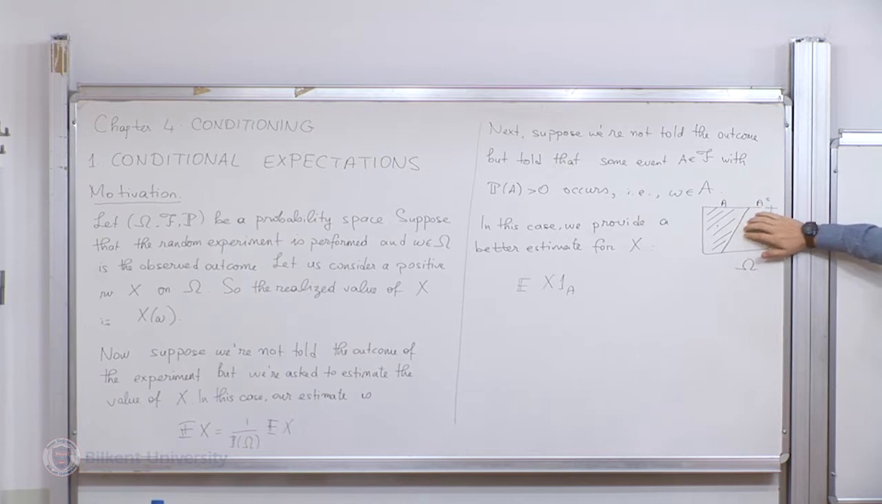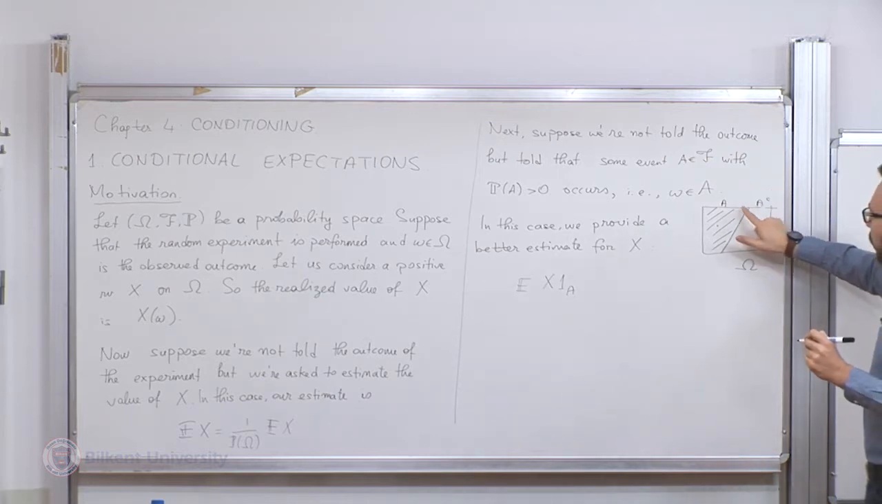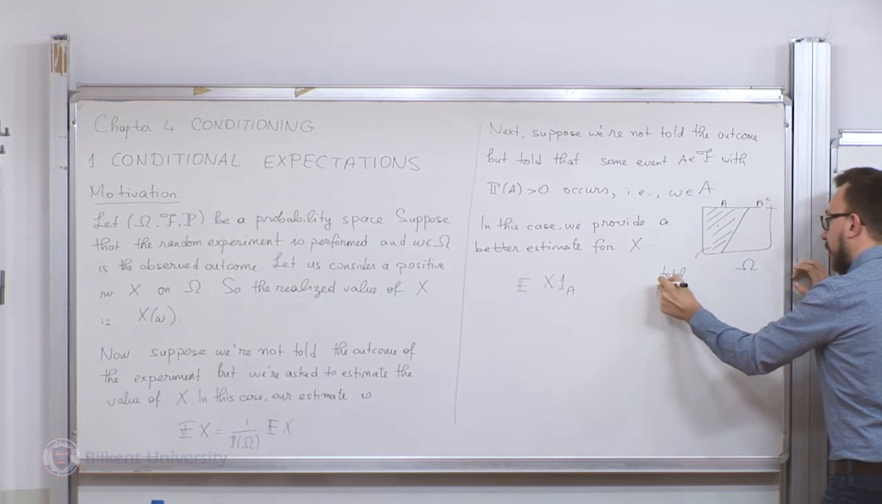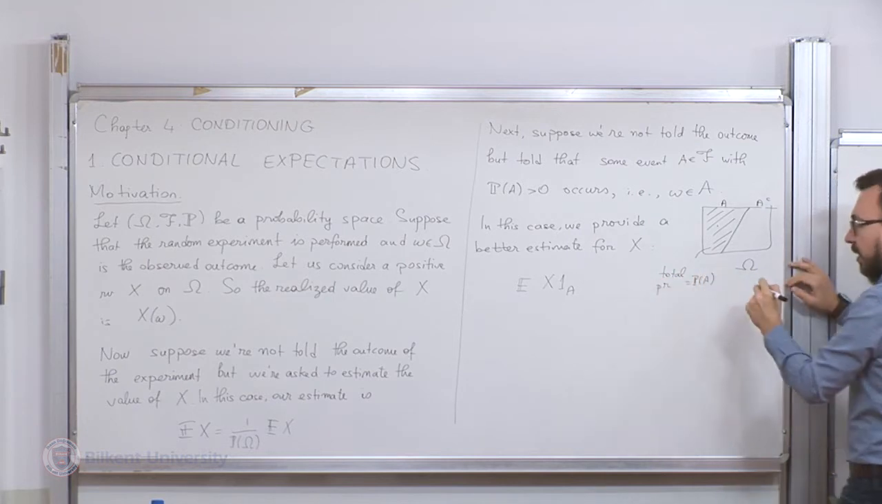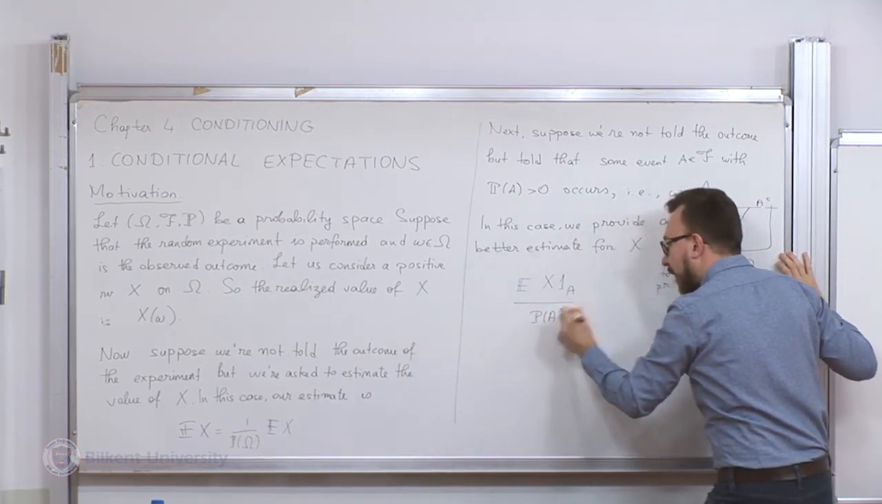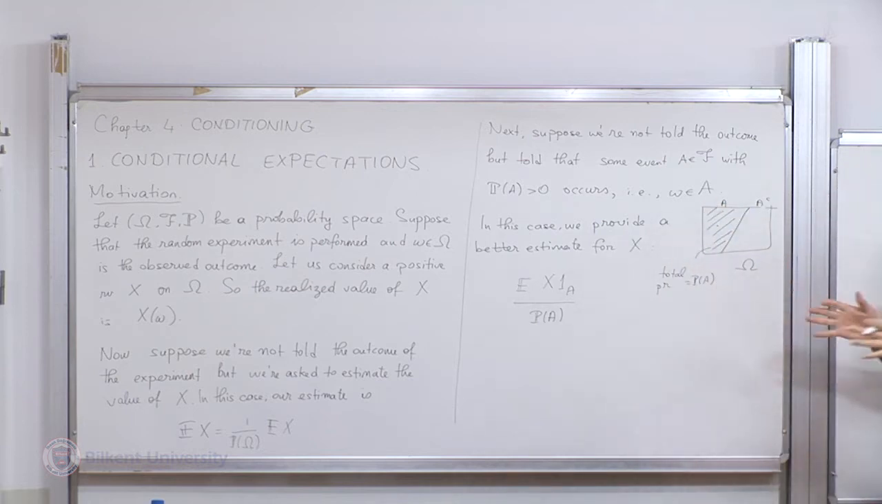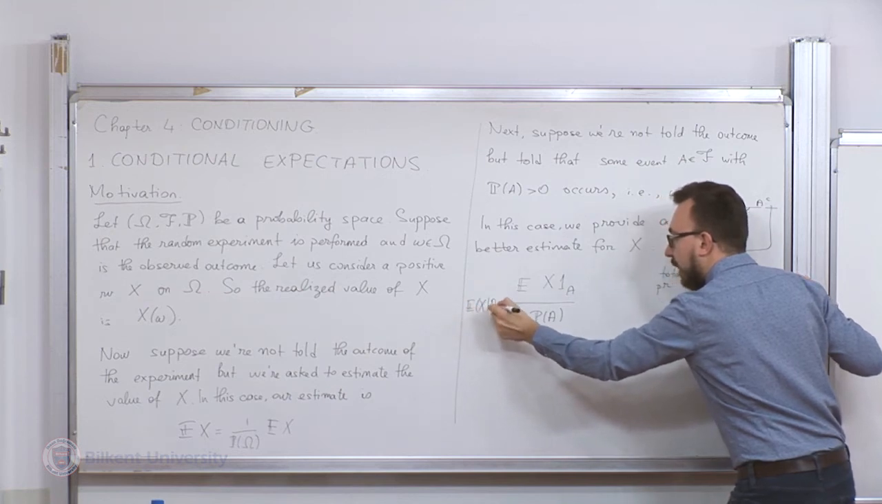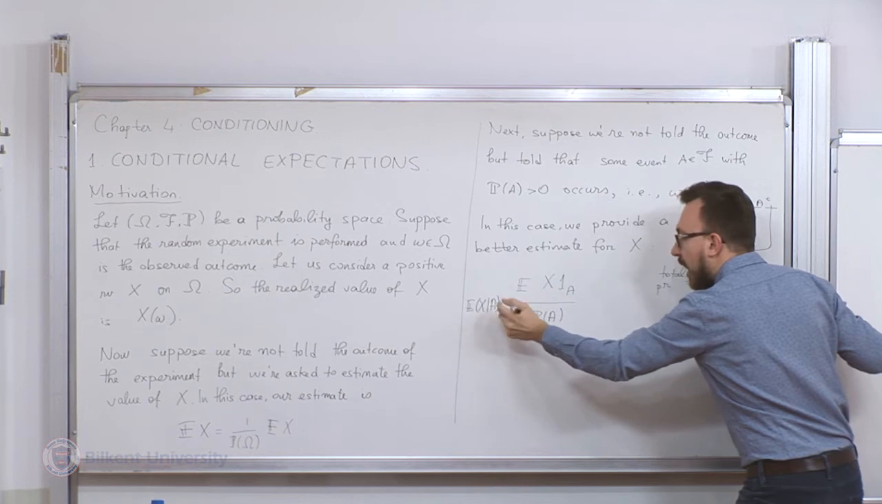But if you do that, there is a little problem. The problem is that in the new world, the total mass is not 1. It is just probability of A. So the total probability is probability of A here. So to normalize and make it comparable to this estimate, we divide this value by the probability of A, which is the total mass assigned to A. Since A is our new world, we divide this estimate by this number, and this is going to be our updated estimate for X. We call it the conditional expectation of X under A.